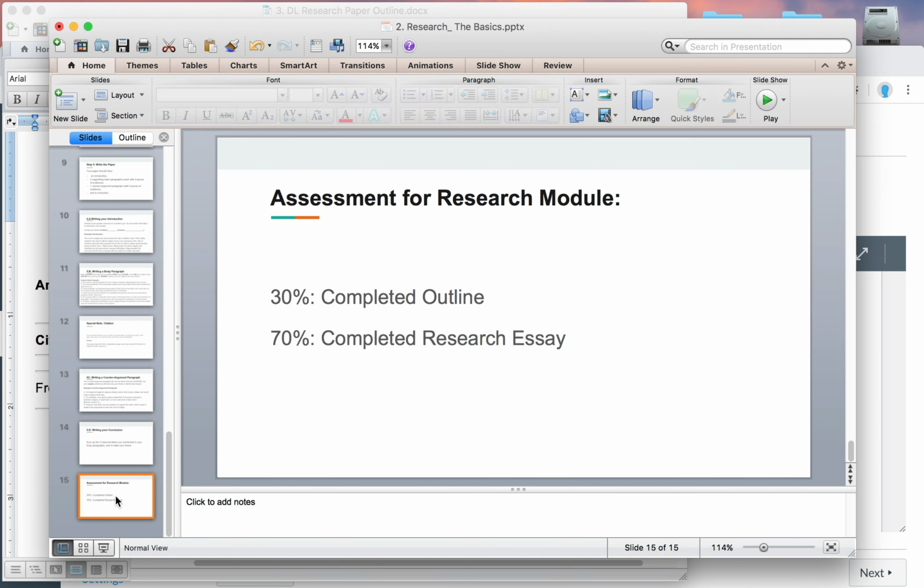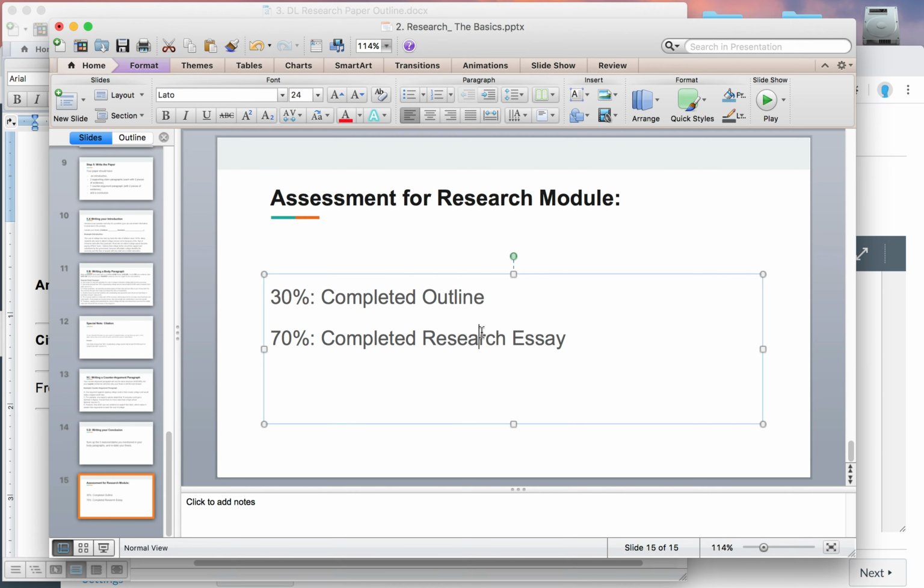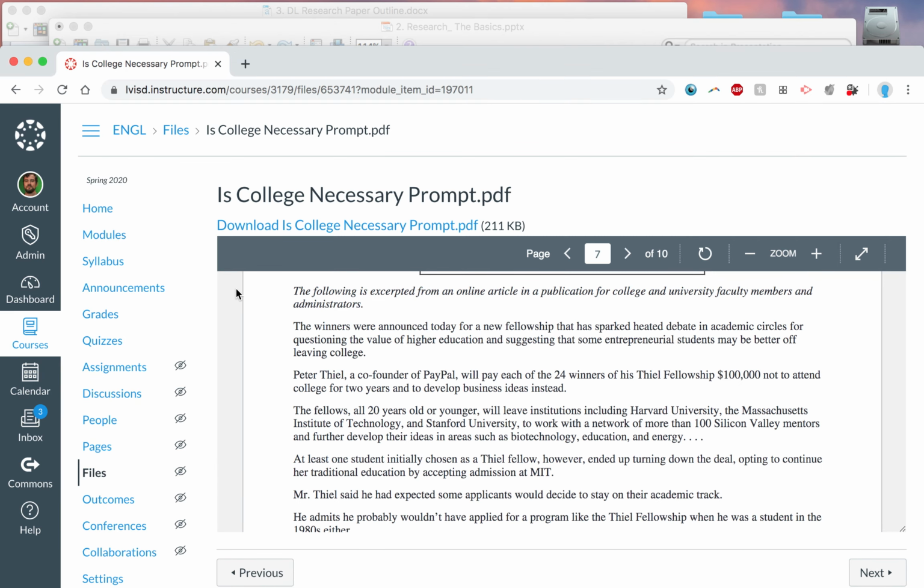I promise if you work through this one step at a time, you're going to be okay. And remember guys, on all this work, I just want to see the best job that you can currently do. This is not usual circumstances, so give this your best try and let's see how you did, okay? This grade is 30% completed outline, 70% completed essay, and I'm looking for 400 words on that. So let's go back to modules.